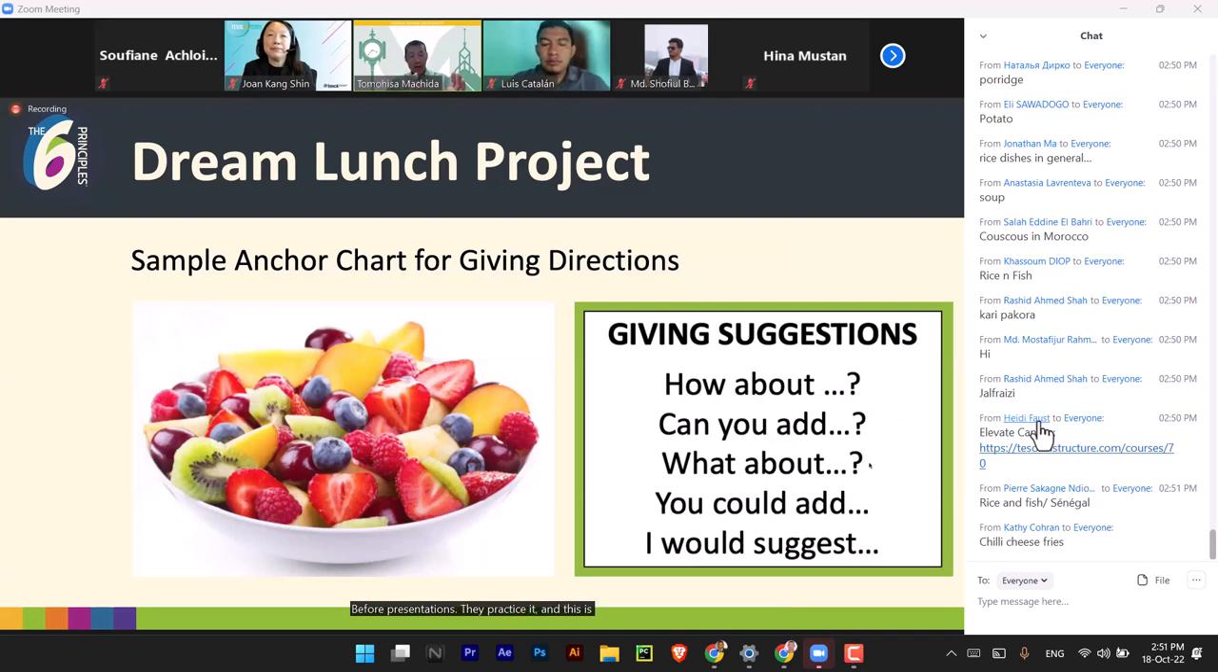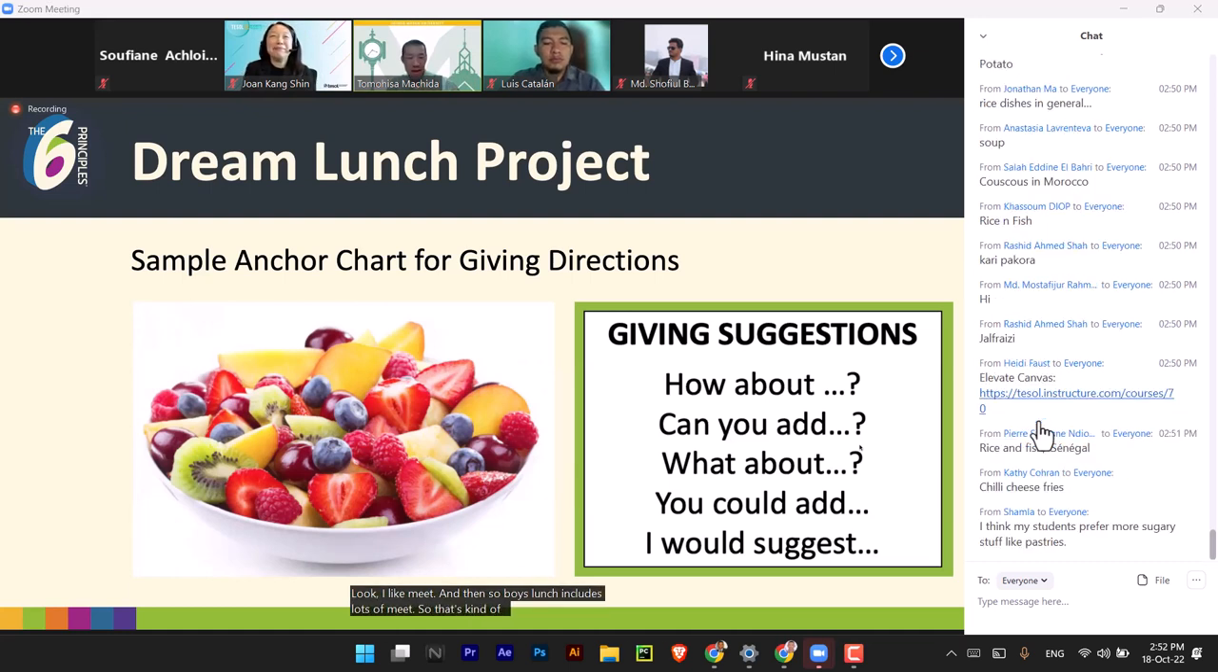And in one group, a boy and a girl talked about their dream lunch. And the boy showed the poster, hey, look, this is my dream lunch. Look, I like meat. So the boy's lunch includes lots of meat. There's a steak, and also pork, and also chicken wings. And then the girl says, oh, that's not healthy.